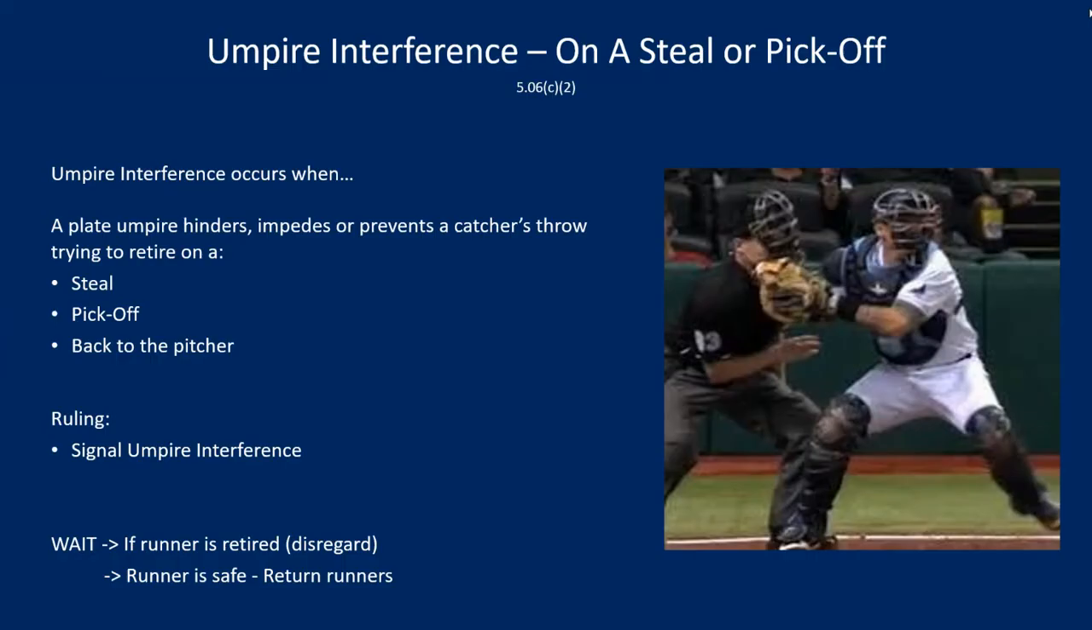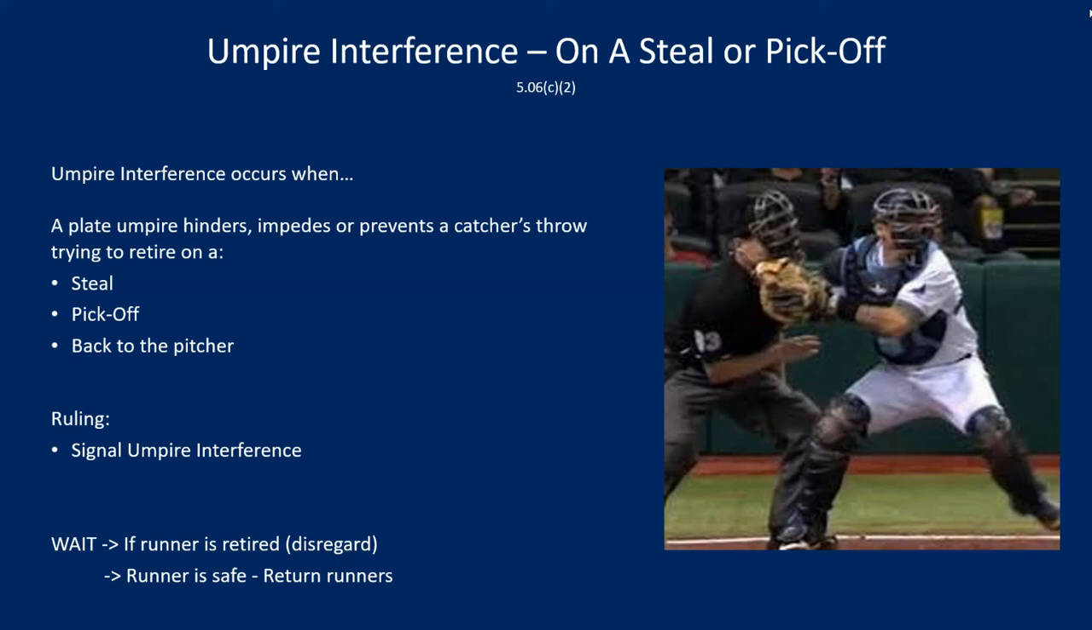So on umpire interference, we call time, we award the batter runner first. Any runners forced to advance by the batter runner force, and any runners who are not forced return.